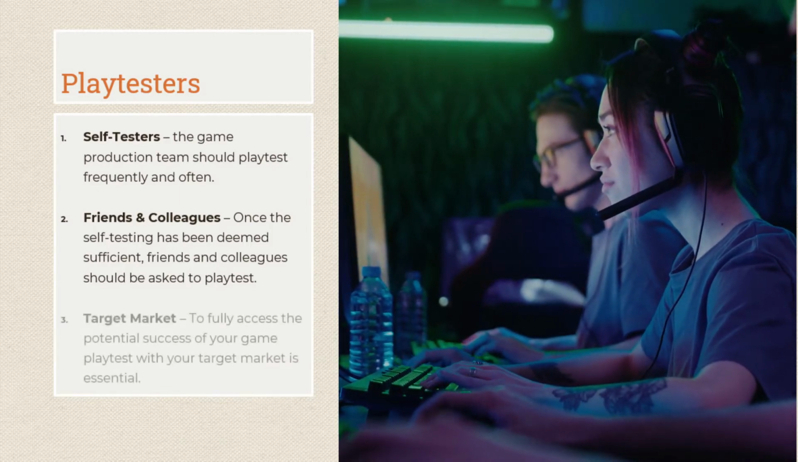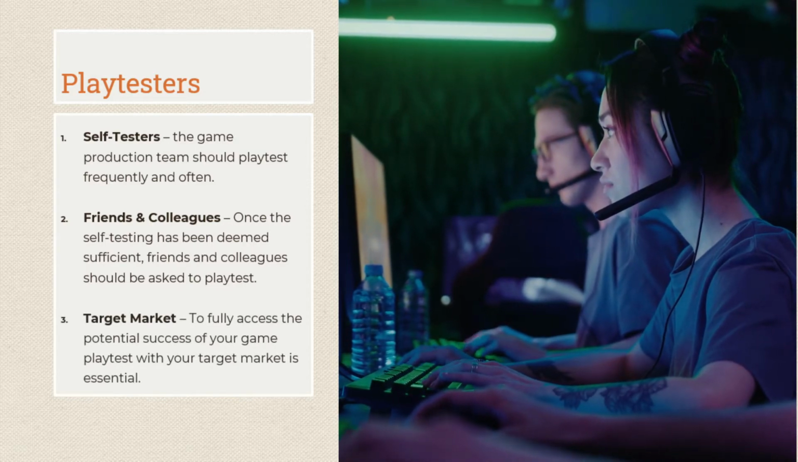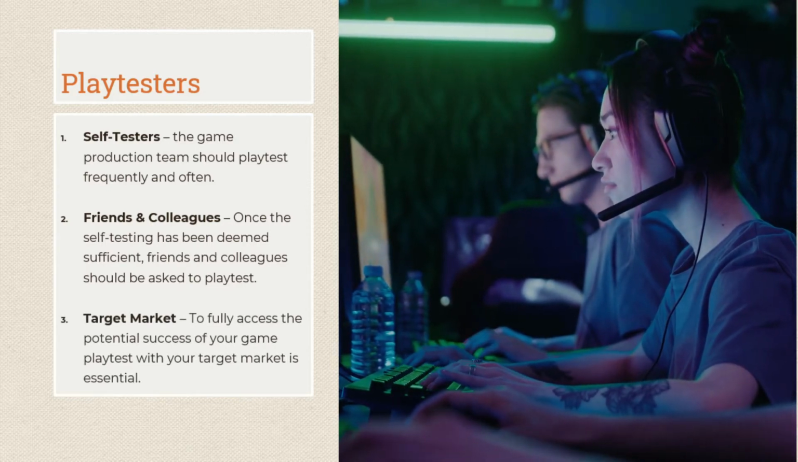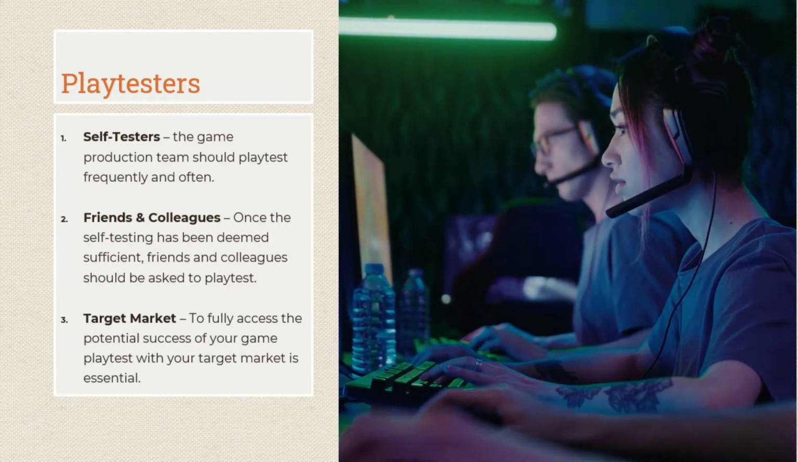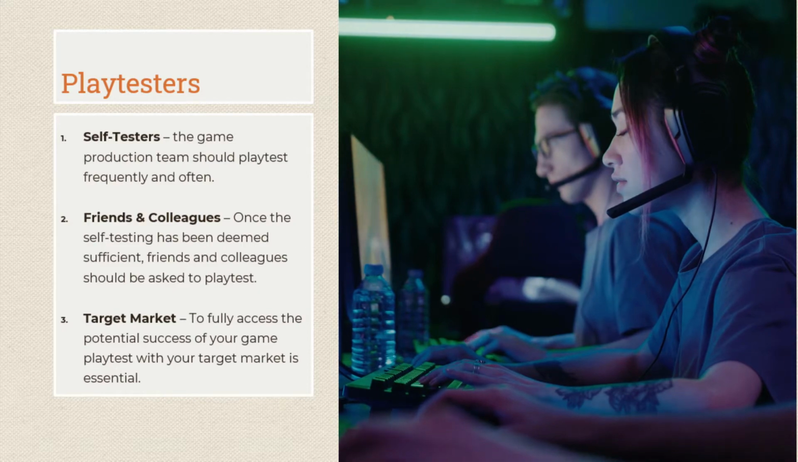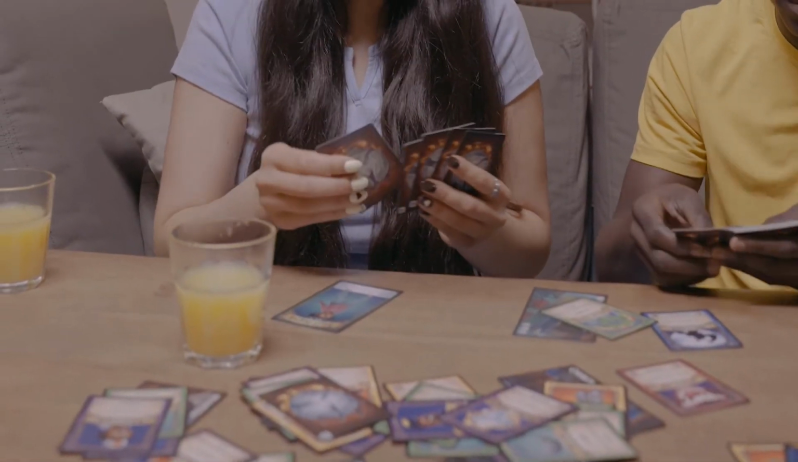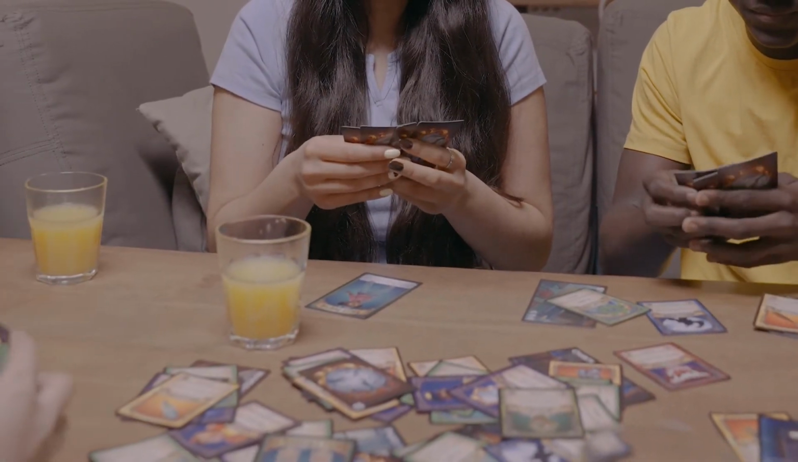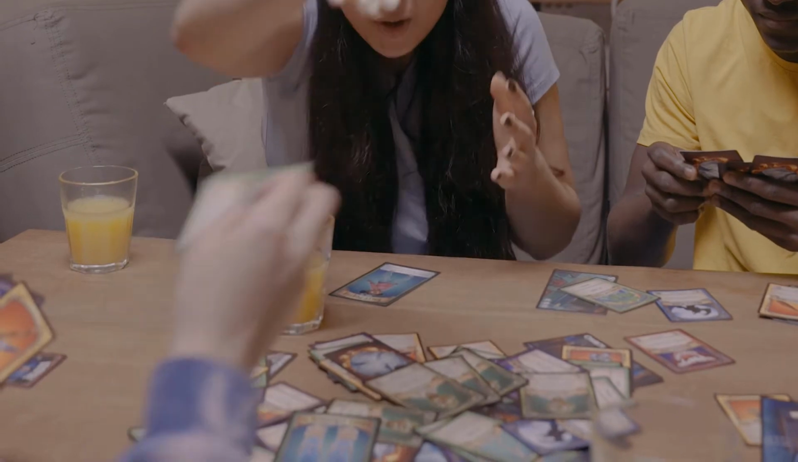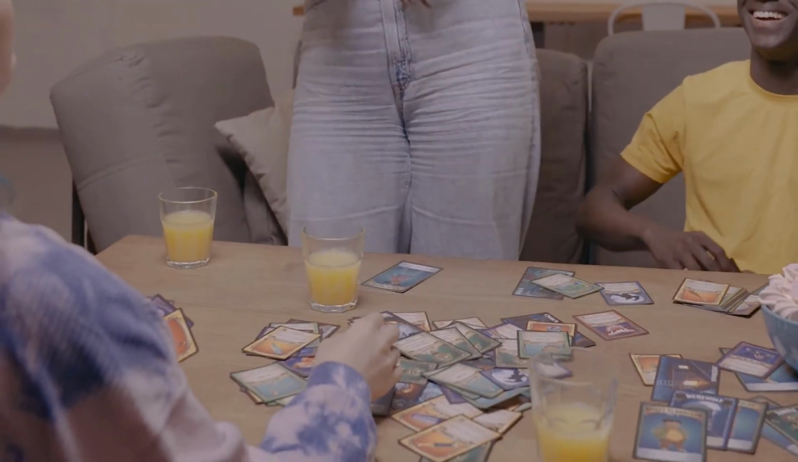The last group of playtesters is in fact your target market. To fully assess the potential success of your game, playtesting with your target market is essential. These strangers should provide you with 100% unbiased feedback. Playtesting should take place as early as possible in the game production, starting with the physical prototype. Keep in mind, different groups of playtesters should be invited to playtest during different stages of the physical prototype development.